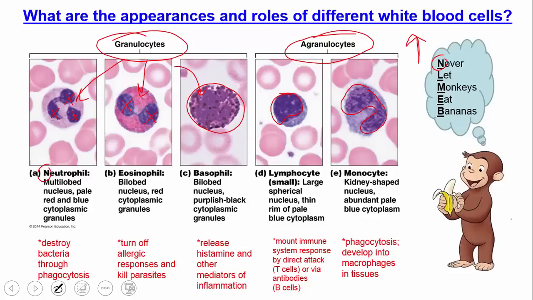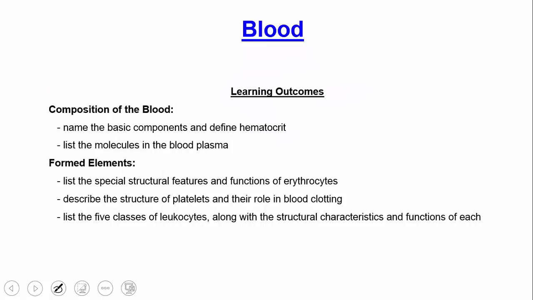So we're saying neutrophils are the most prevalent in our bloodstream. If we go all the way down to B, you could say B goes with basophil, and that's the least prevalent, and then everything else in the middle. So remember that phrase, never let monkeys eat bananas, and it tells you the order of prevalence that these different cells occur in the bloodstream.